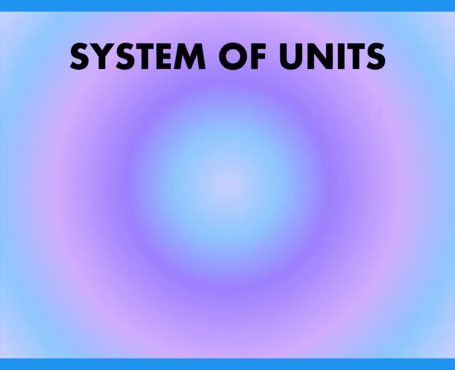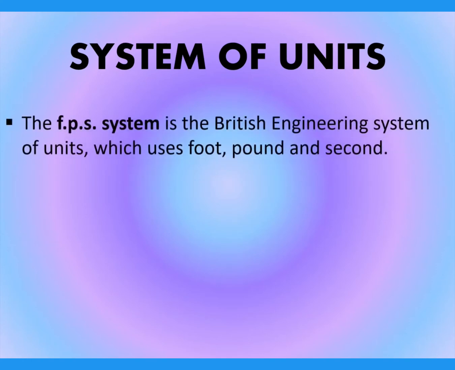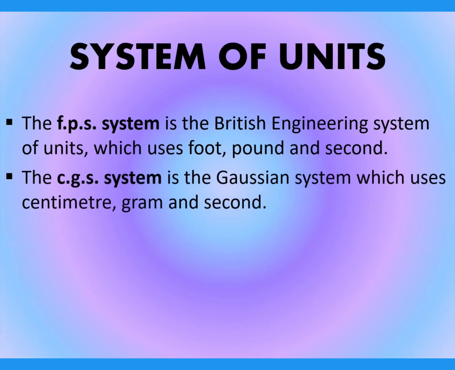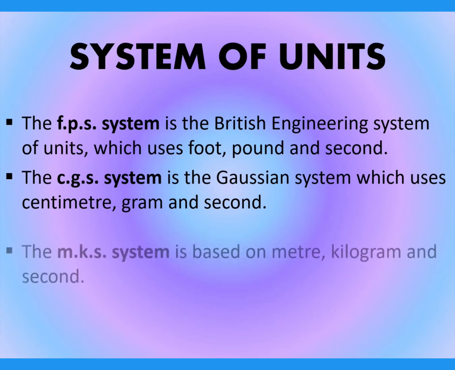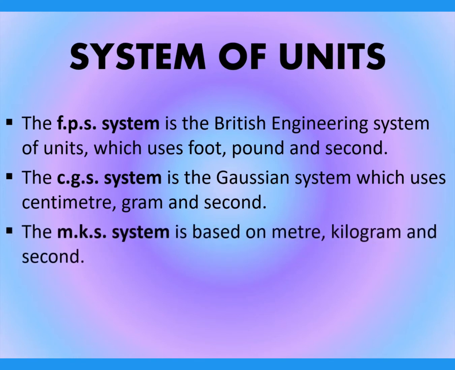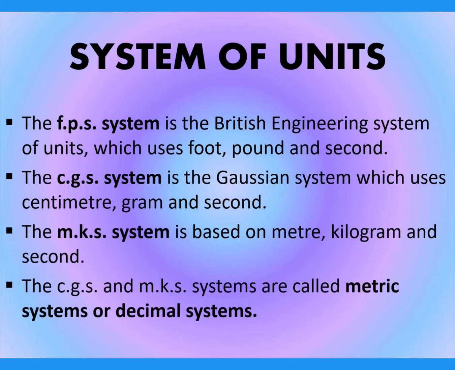Now, there are three main systems of units. The FPS system. The FPS system is the British engineering system of units, in which F stands for foot, P stands for pound, and S stands for second. The CGS system. The CGS system is the Gaussian system which uses C for centimeter, G for gram, and S for second. The MKS system. The MKS system is based on M for meter, K for kilogram, and S for second. The CGS and MKS systems are also called metric systems or decimal systems.